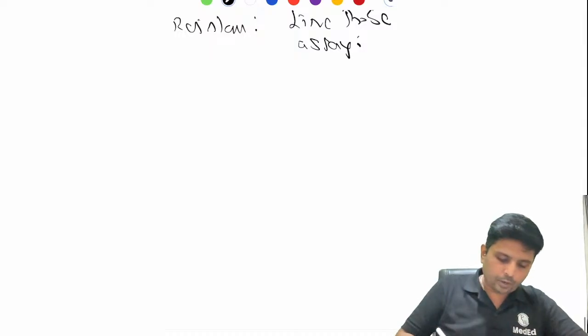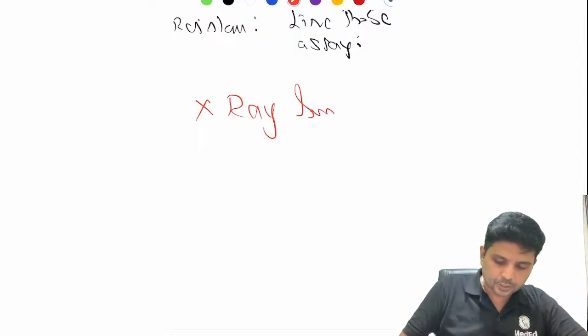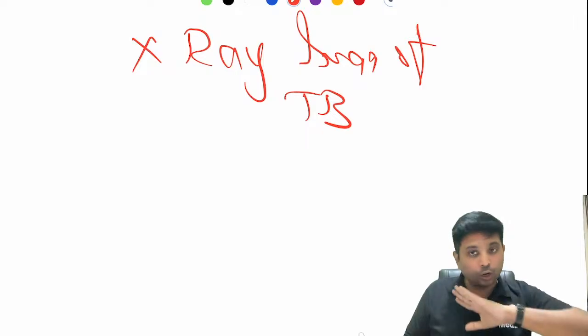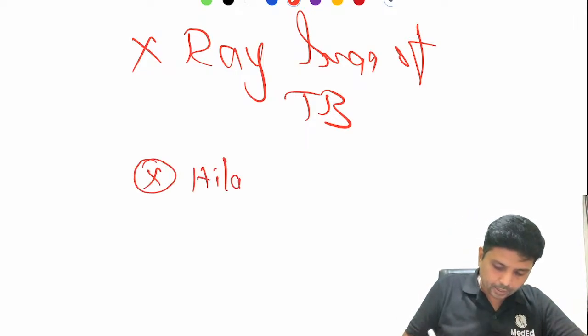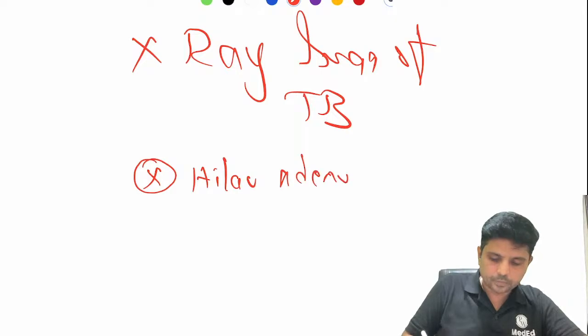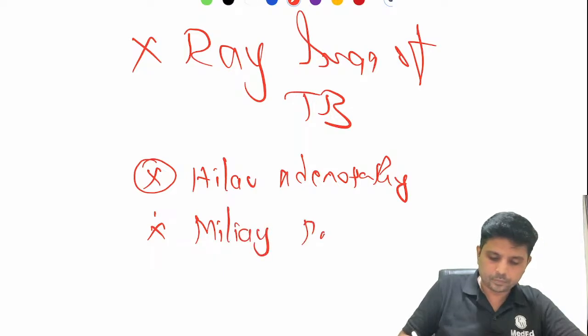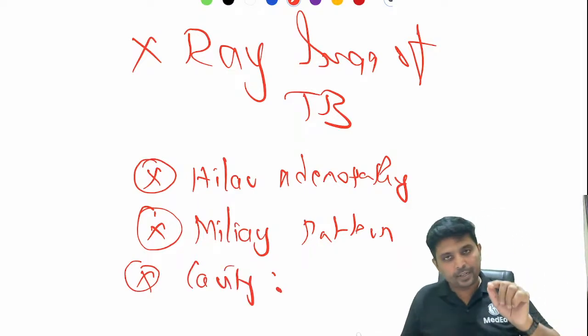And then, what are all the X-ray findings suggestive of TB? Not all cases, three things. One, when you have hilar adenopathy, when you have miliary pattern, when you have cavity, these are all the X-ray findings typical of TB.